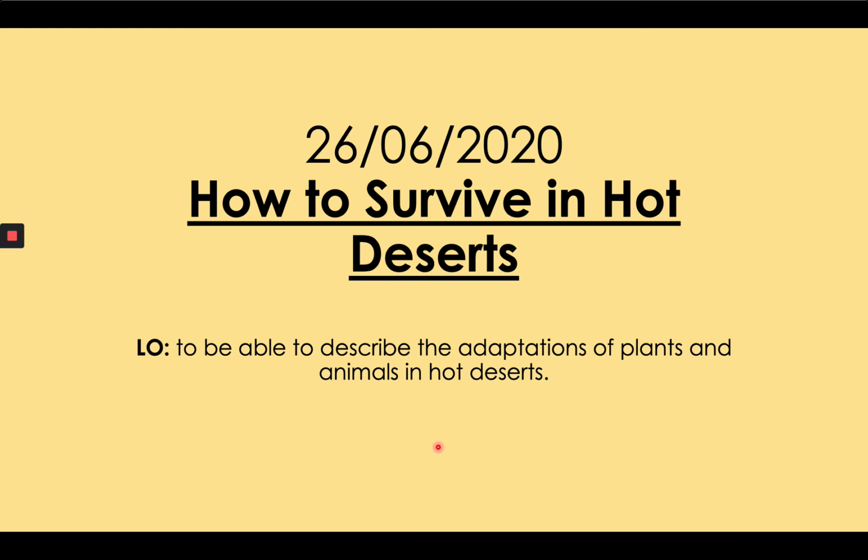In this lesson we are going to explore how plants and animals survive in the harsh environment of a hot desert. Last lesson you learned about the heat and lack of rainfall in hot deserts, and that makes it extremely difficult for living organisms to survive there. But some organisms have found a way. Let's find out. Please write the date, title and learning objective and have a pen and paper ready to learn.